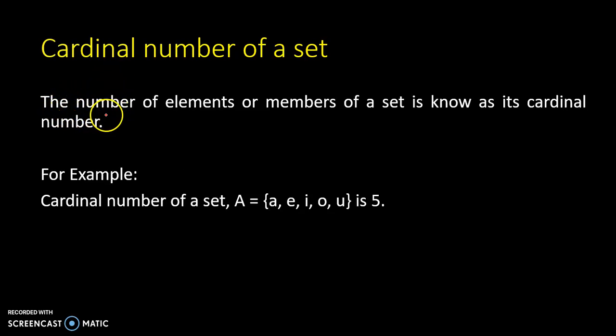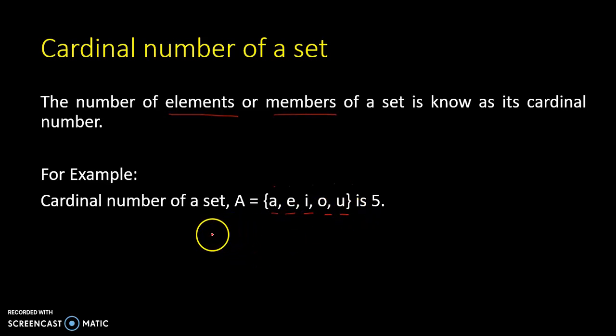The definition itself suggests the number of elements or members of a set is known as a cardinal number. So, elements or members, they're more or less the same thing. If I look into this particular example, cardinal number of a set A, which has A, E, I, O, U, the vowels of the English alphabet, there are 5 members in it, 1, 2, 3, 4, 5, or you can say there are 5 elements in it. So the cardinal number of A is 5.